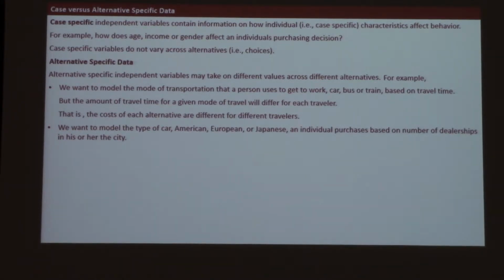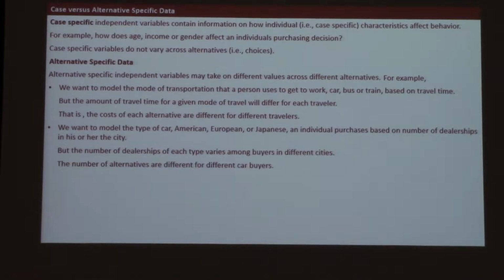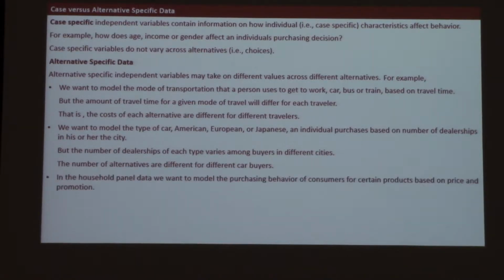This is another example that I pulled from a textbook. Suppose you're trying to model what kind of car people buy. Apparently these people modeled it based on the number of dealerships in the city that the people live in. But not all cities have the same number of dealerships, so if I want a Honda, I might have to go further than if I was getting a domestic car. In our particular case, price and promotion is going to differ for each alternative.